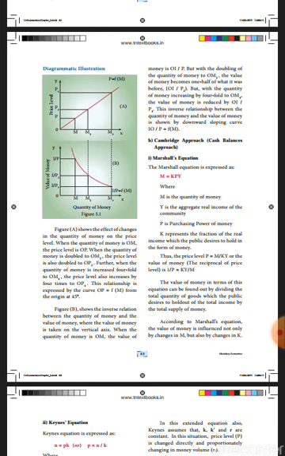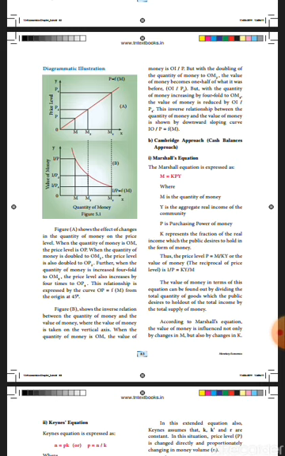At the same time, if the quantity of money increases 4-fold to OM4 on the x-axis, the value of money is reduced by OI to OP4. It shows a downward sloping curve. So, 1 by P is equal to a function of M. So, this is about Fisher's quantity theory of money. One theory we have finished.